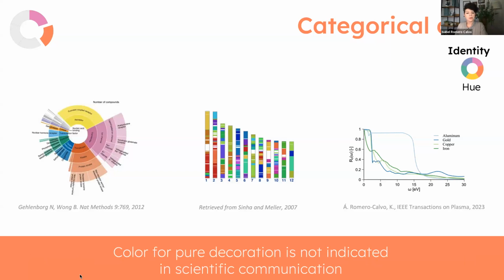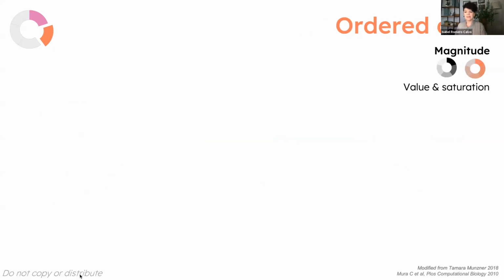Color for pure decoration is not indicated. It's not useful. It can bring a lot of confusion. If there are too many hues within a visual representation of data, we really cannot process this. So don't overuse it. Examples of ordered data.